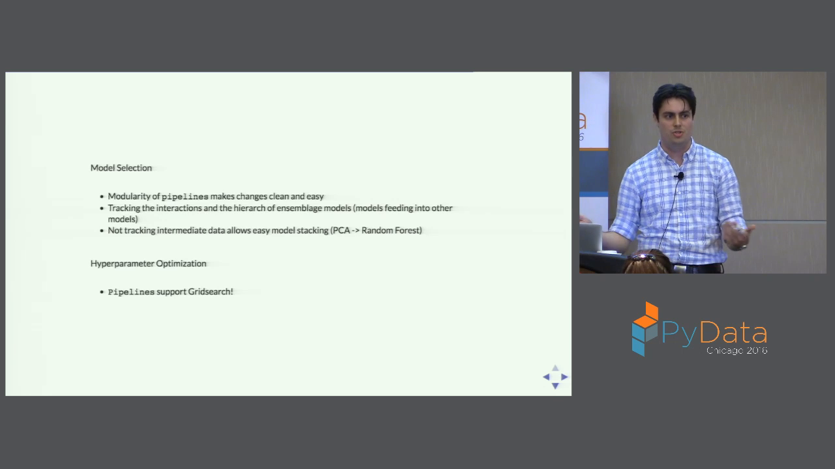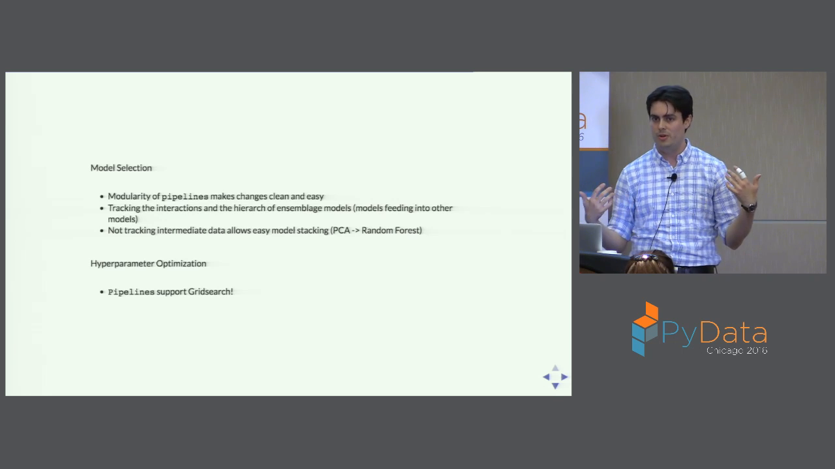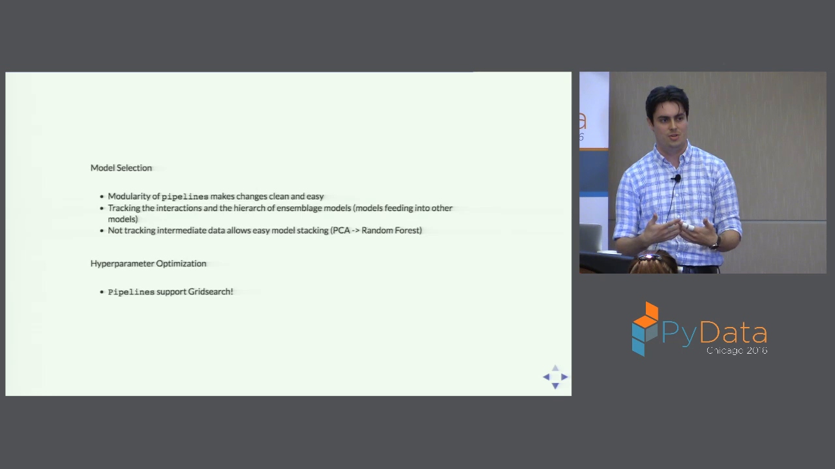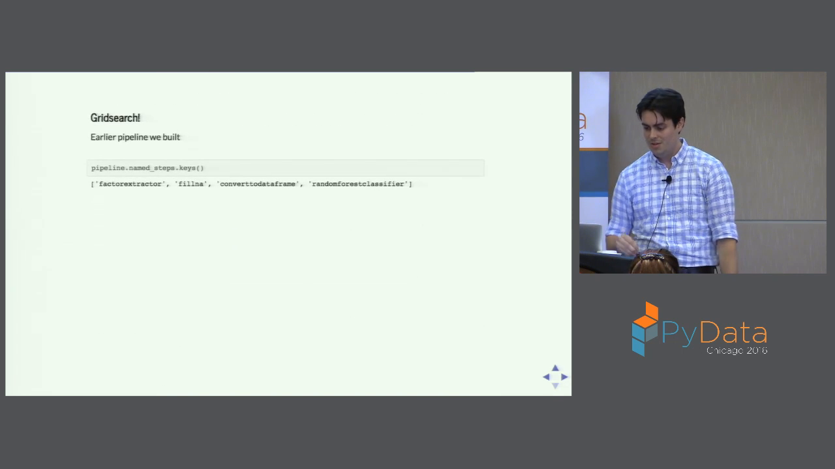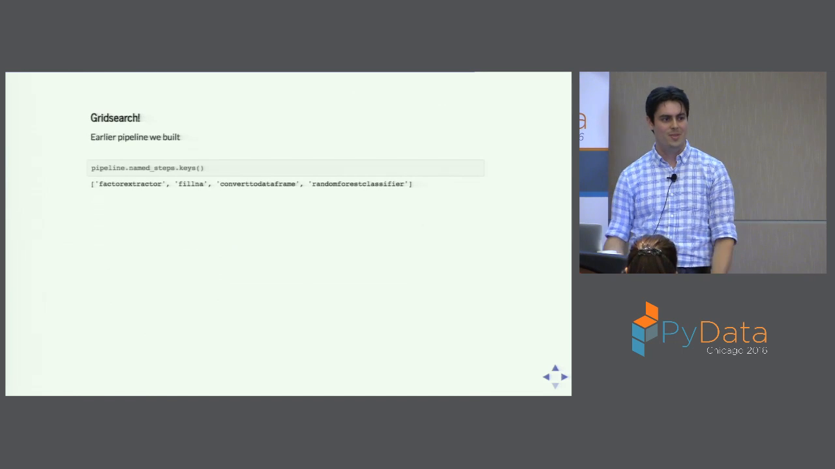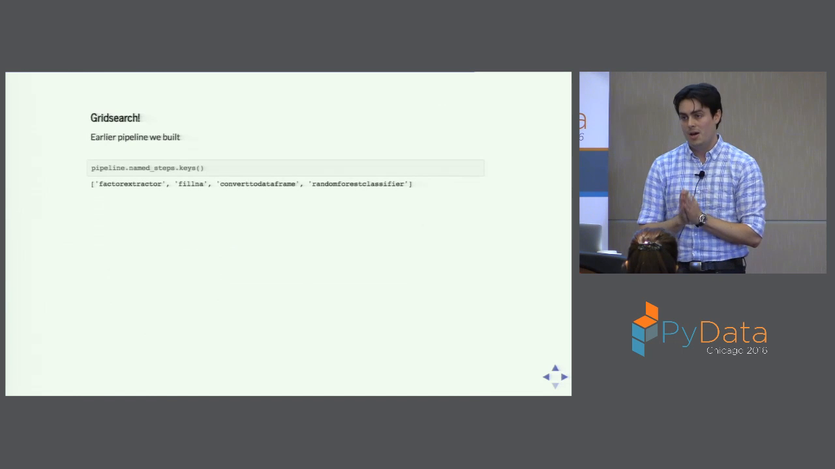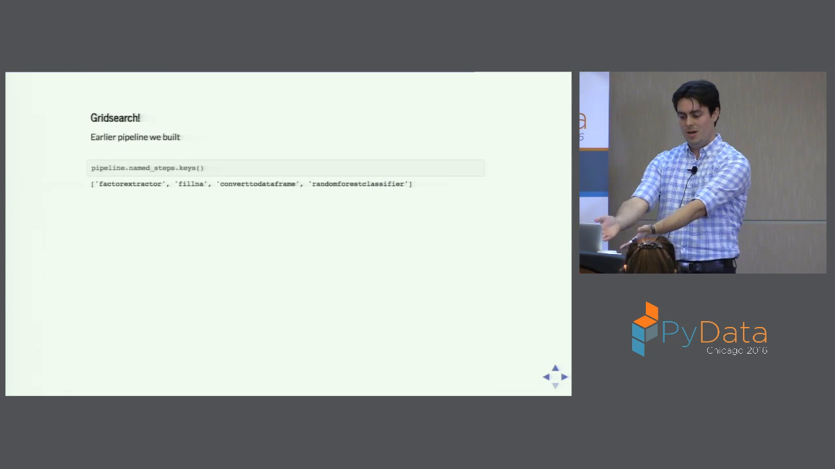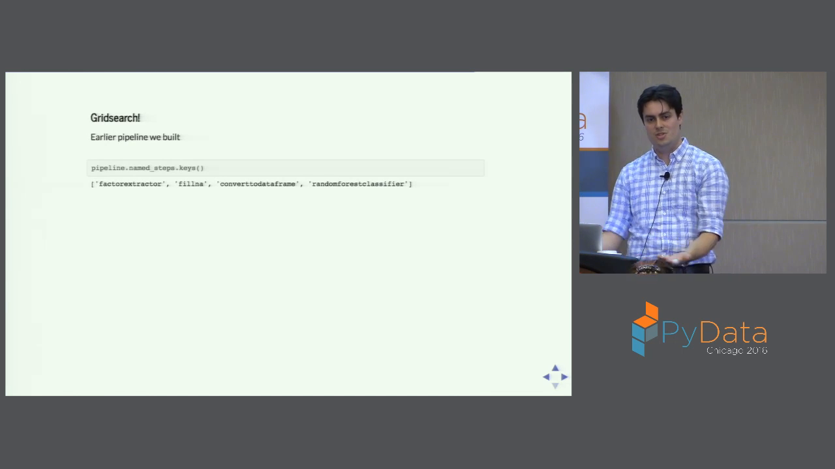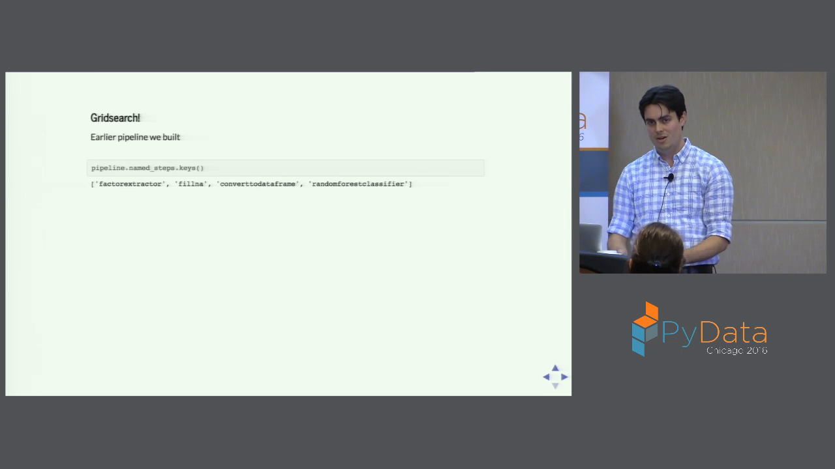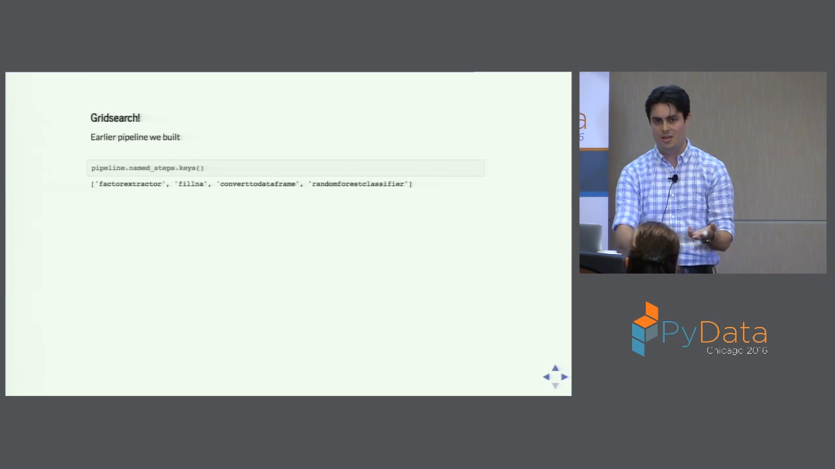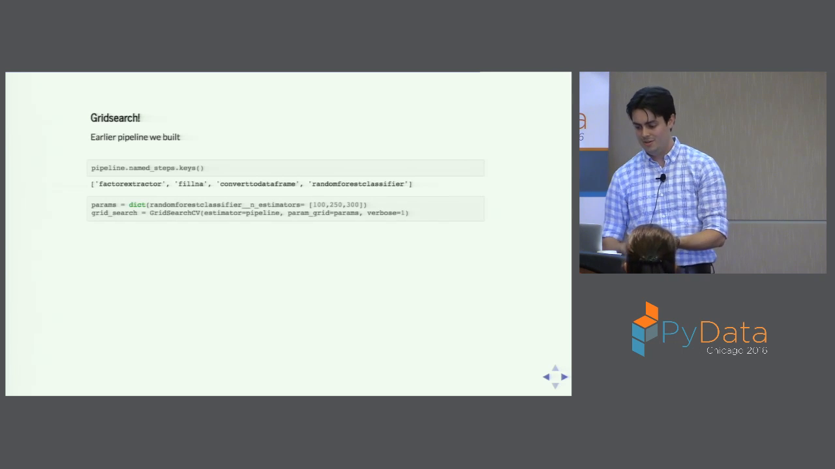Hyperparameter optimization, model tuning. Pipeline support, in fact, is heavily integrated with grid search. Grid search is awesome. Grid search is simple. Overusing the word simple. Grid search is awesome. Let's stick with that. Earlier, we built a pipeline. I'm going to look at the pipeline's named steps, which is a dictionary, and the keys. I hope we all remember factor extractor, fill in age, convert to data frame, random forest classifier.